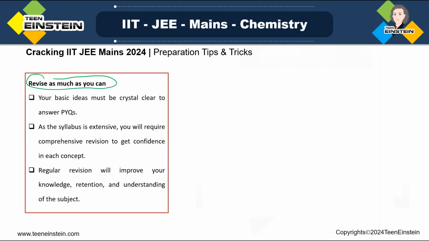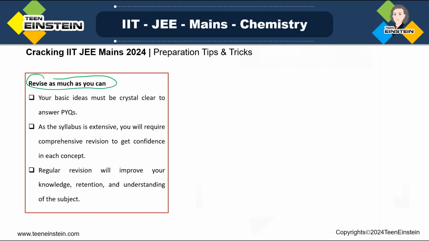Regular revision, obviously if you have already finished, and I hope you have, will improve your knowledge, retention, and understanding of the subject. Just having knowledge is not enough. It has to be retained. If it is not retained, if you are forgetting after some days, then how will it help? That is why revision is very much required.